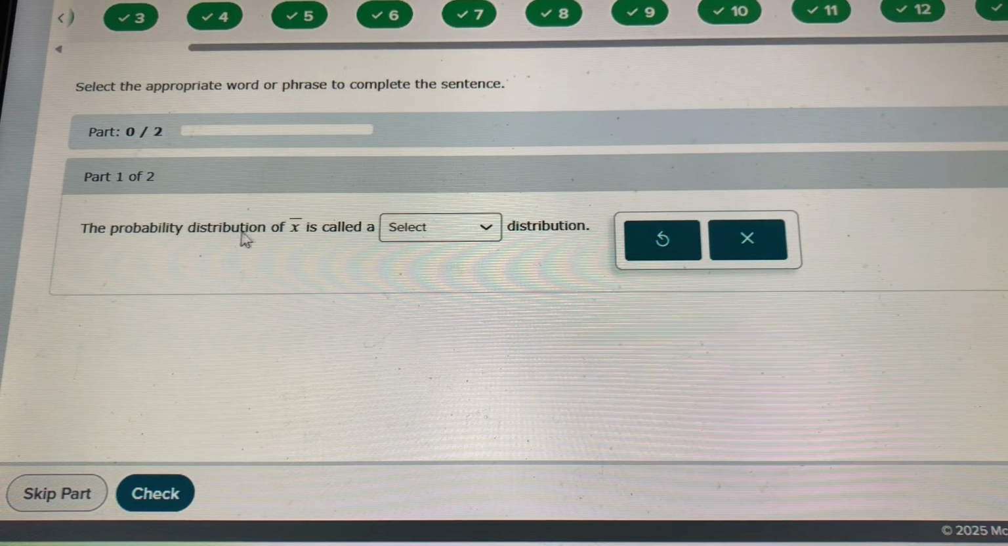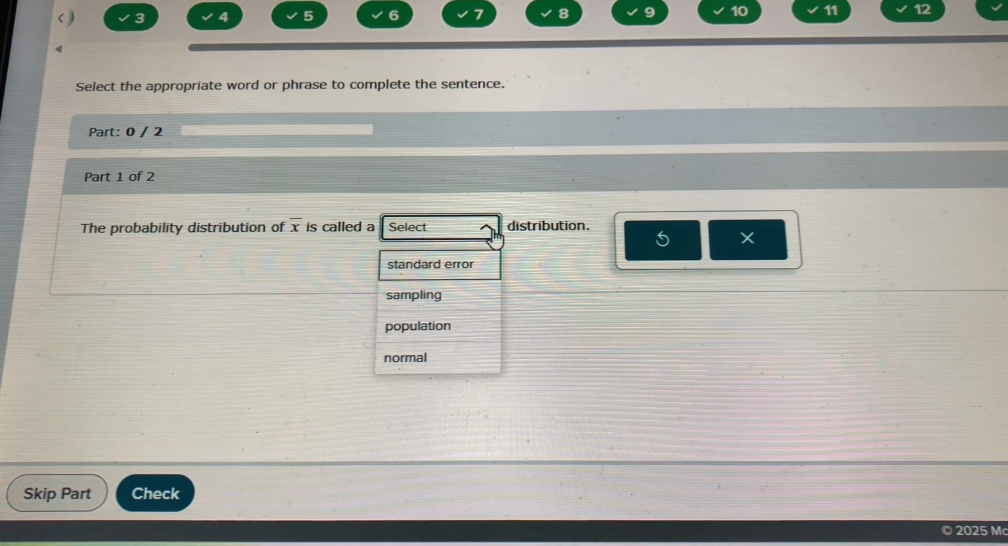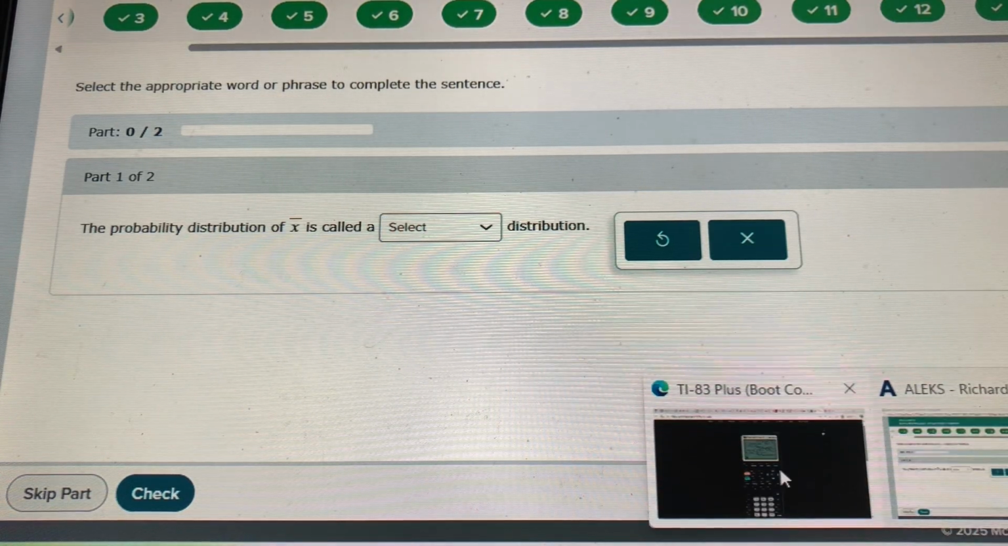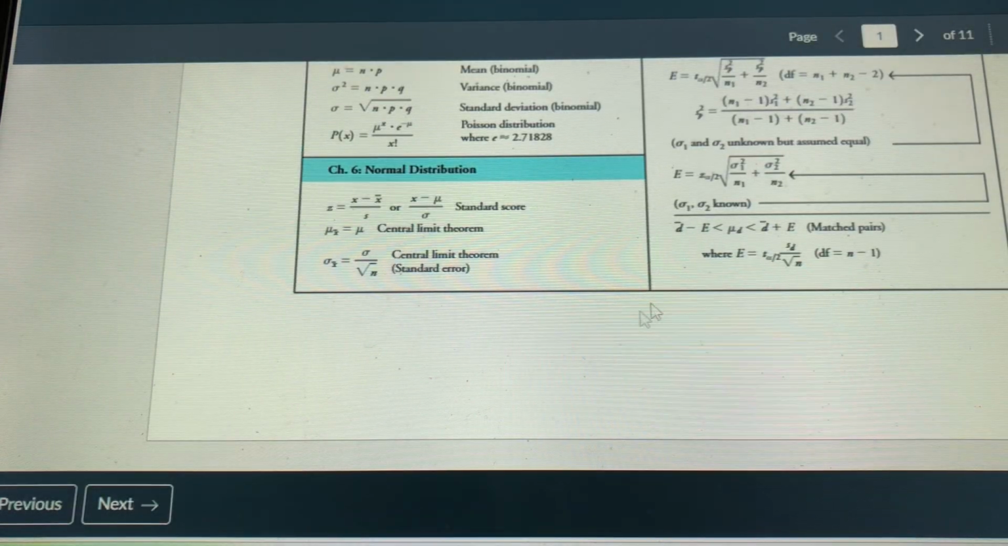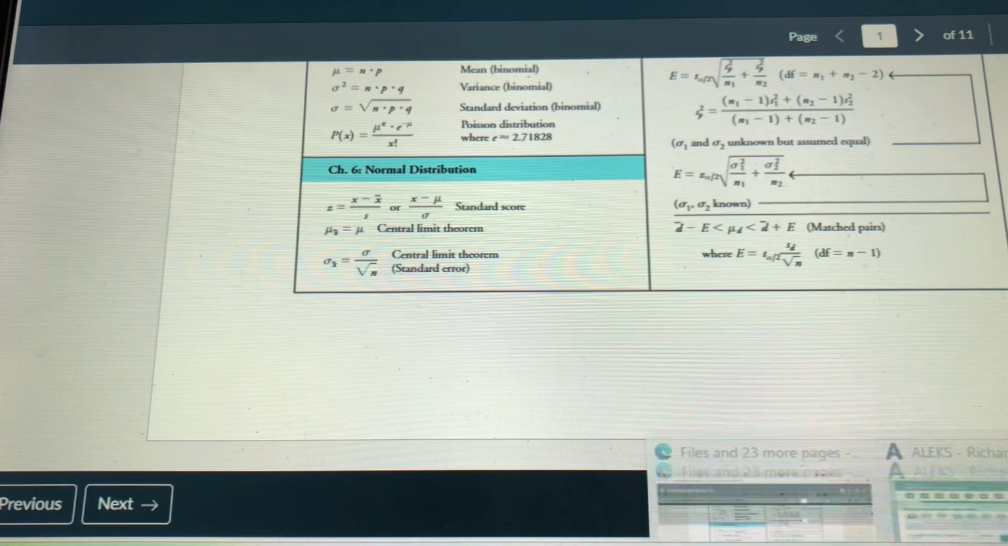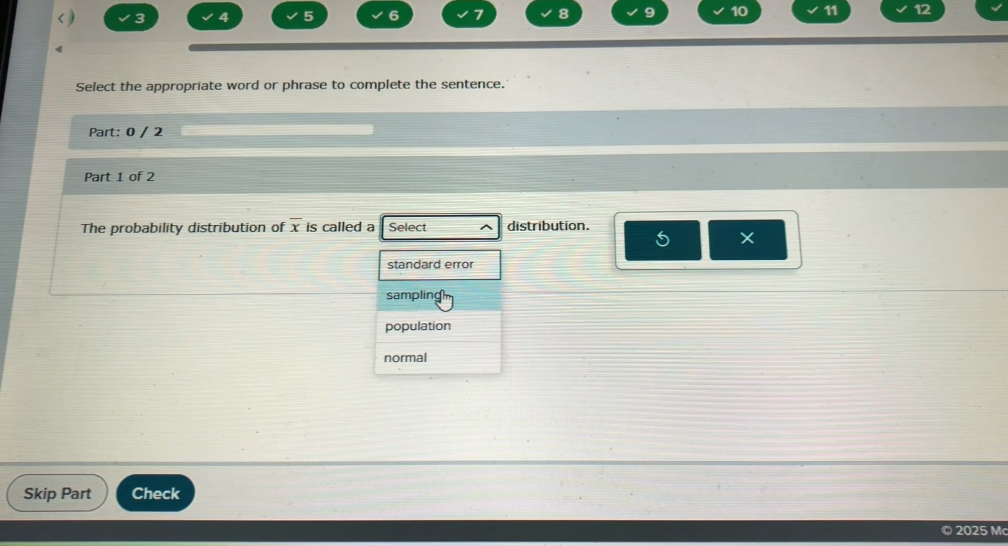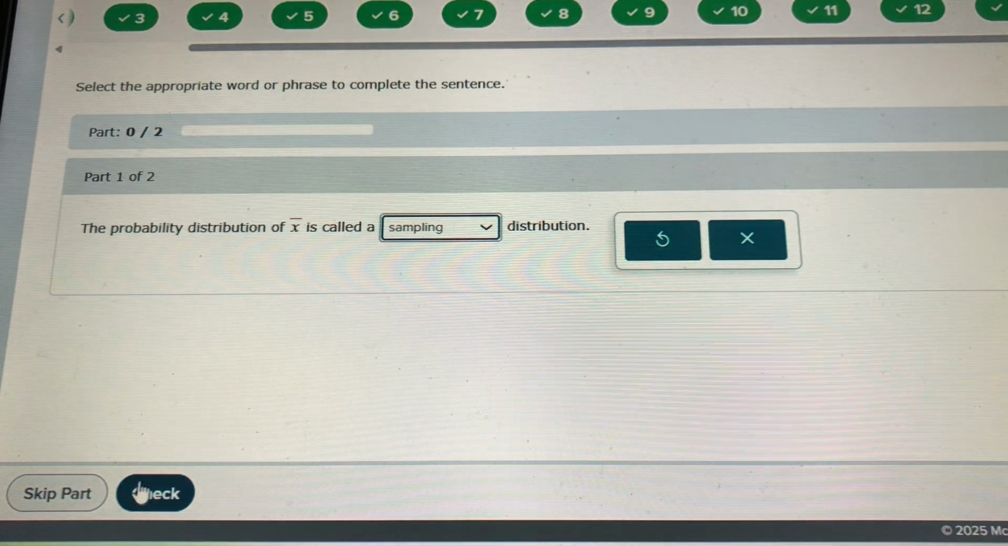Okay, the probability distribution of X bar is called, it's the sampling distribution because we're taking samples. The standard error, that's the name of this right here, this standard deviation formula, the one that has square root of n in the bottom. It's called the standard error. It even says so here on the formula sheet, standard error. Standard error is the name of that standard deviation formula, but it's not the name of the probability distribution. But X bar is the symbol for sample mean, so this is the sampling distribution.